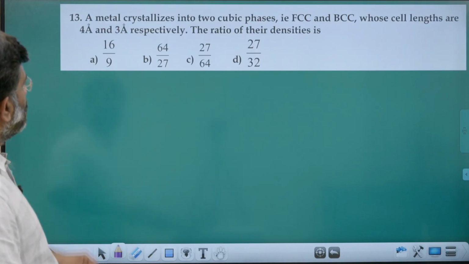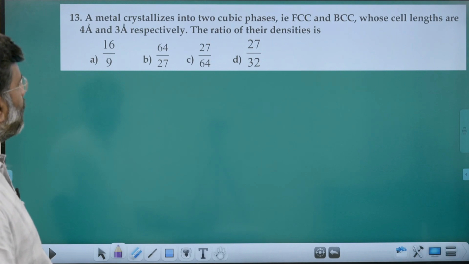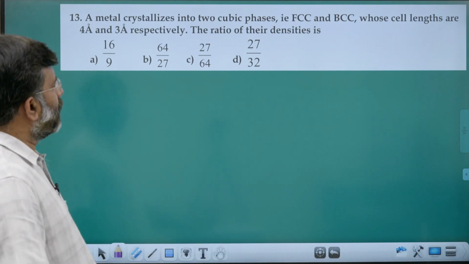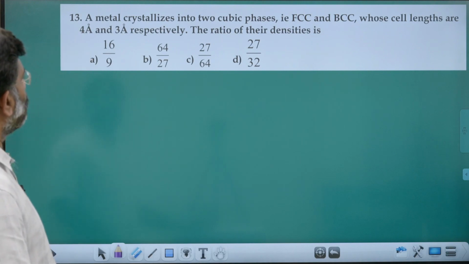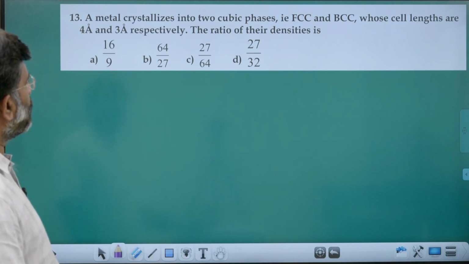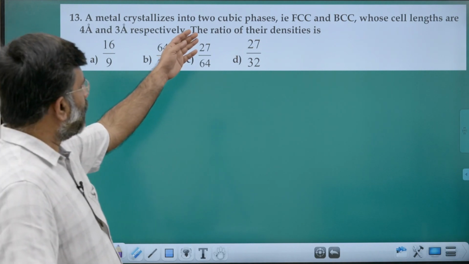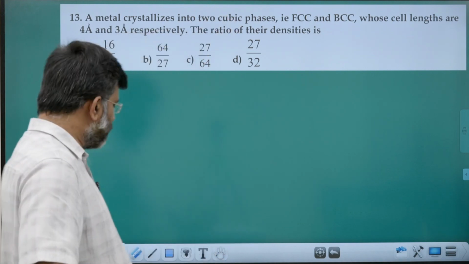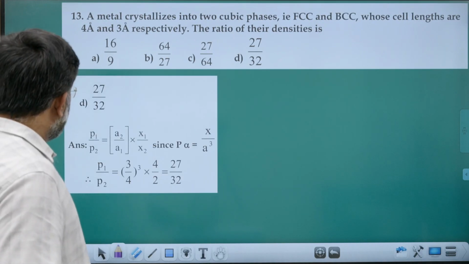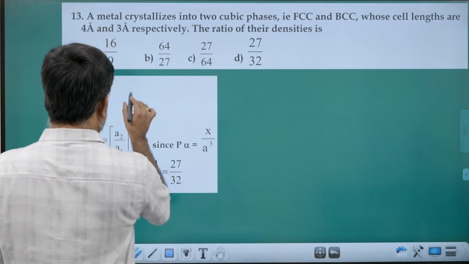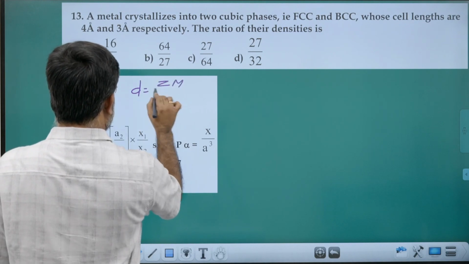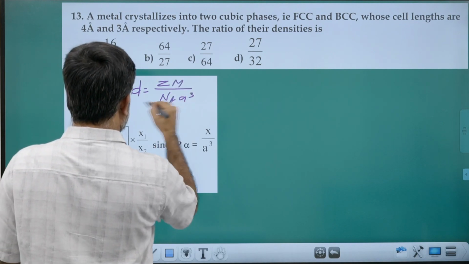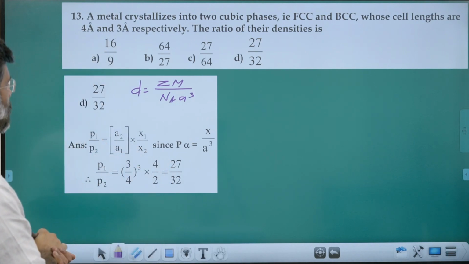A metal crystallizes into two cubic phases, that is FCC and BCC, whose cell edge lengths are given. The ratio of their densities, D FCC by D BCC, is asked. It is a similar question to one we did earlier. So what is the relation? D is equal to ZM by NA a cube. D is equal to ZM by NA a cube. Right?